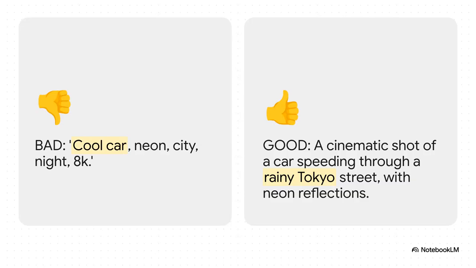Okay, take a look at this. This is the perfect example. On the left, you've got what I call tag soup. Cool car, neon, city. I mean, we've all done it, right? It's fine, but it's super generic. But look at the right. Now that is a story. You've got a futuristic sports car. It's speeding through a rainy Tokyo street. The neon signs are reflecting off the wet pavement. See? It's got a subject, an action, a whole mood. The difference in the results you get is, well, it's night and day. And that's exactly the leap we're going to learn how to make.